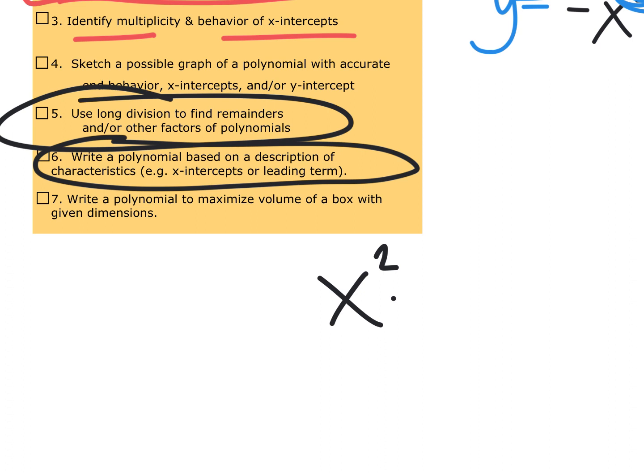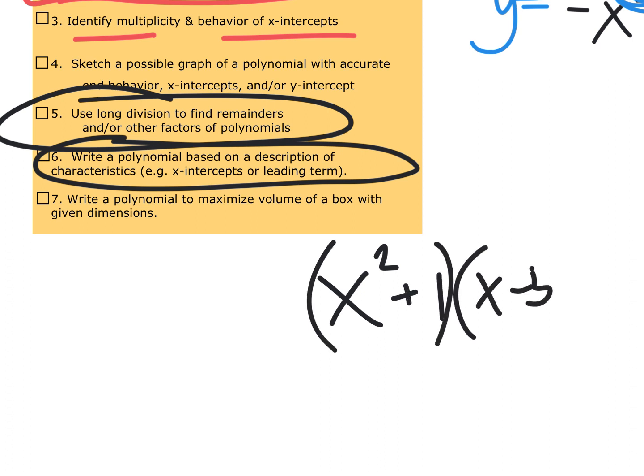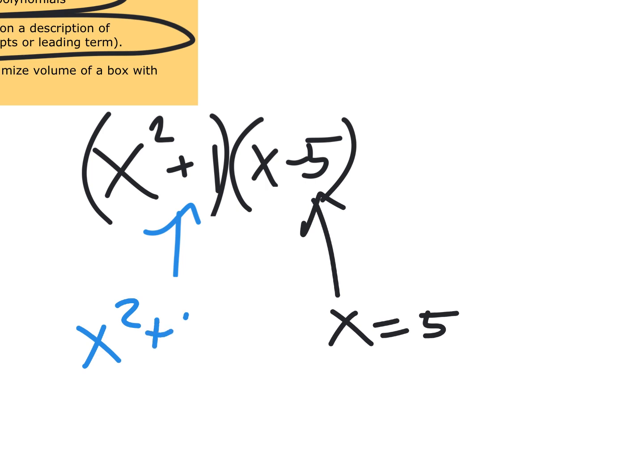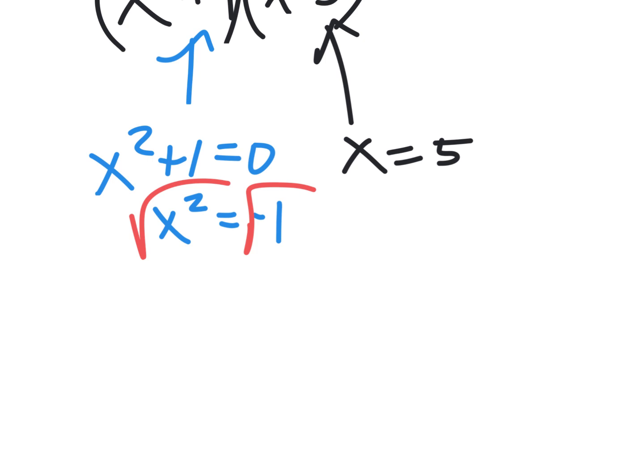So let's say I said x squared plus 1 and x minus 5 was what it factored to. And I said, what are the solutions? Would you be able to solve this one? Yeah, that's pretty easy. Would you be able to solve that one? Then maybe I should help you. x squared plus 1 equals 0. x squared equals -1. Do you know what happens next? Square root. What's the square root of -1?